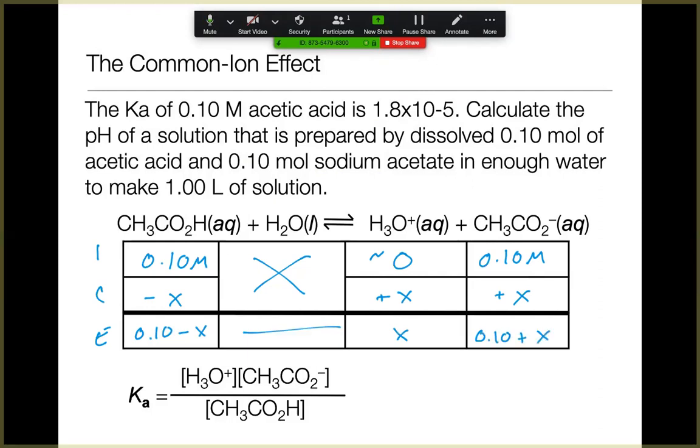We started with 0.1 molar of the acetate, but now we've perturbed the equilibrium. Which direction is it going to go? Is it going to go all the way to the left, or to the right? We need to figure that out. We can write down our Ka expression, and plug in my equilibrium values. We have a concentration of our products over the equilibrium concentration of our reactants.